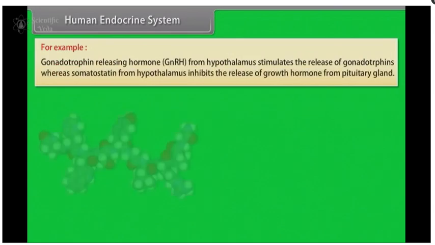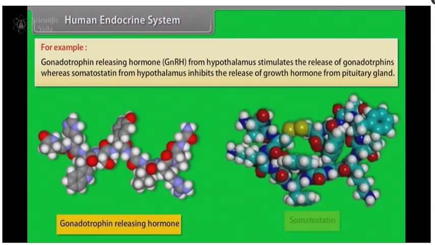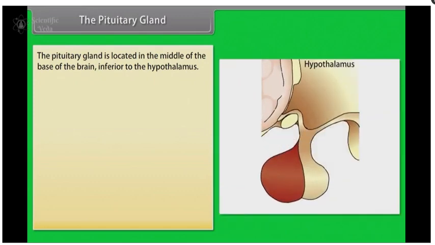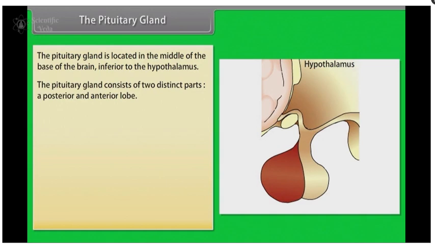For example, gonadotrophin releasing hormone from the hypothalamus stimulates the release of gonadotrophins, whereas somatostatin from the hypothalamus inhibits the release of growth hormone from the pituitary gland. The pituitary gland. The pituitary gland is located in the middle of the base of the brain, inferior to the hypothalamus. The pituitary gland consists of two distinct parts, a posterior and an anterior lobe.